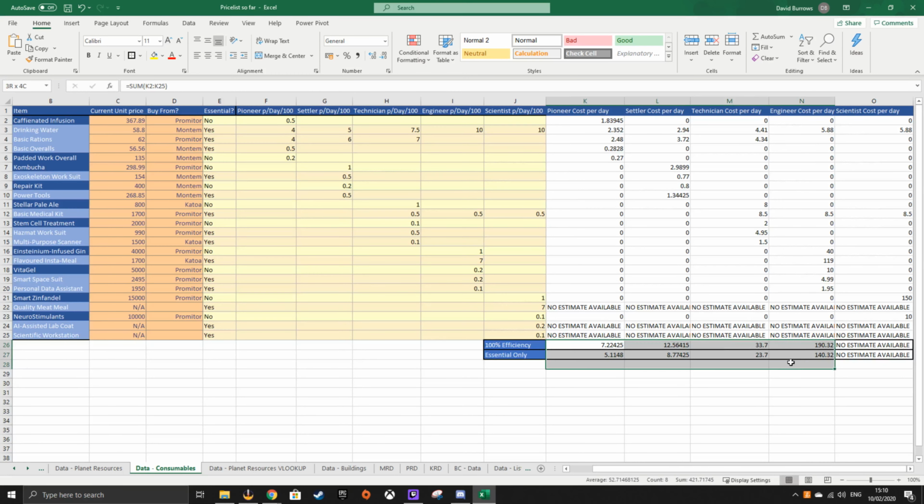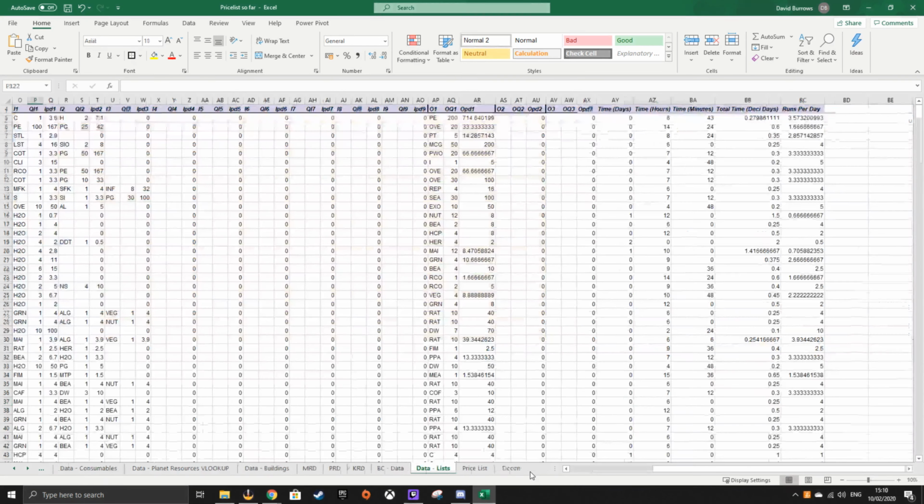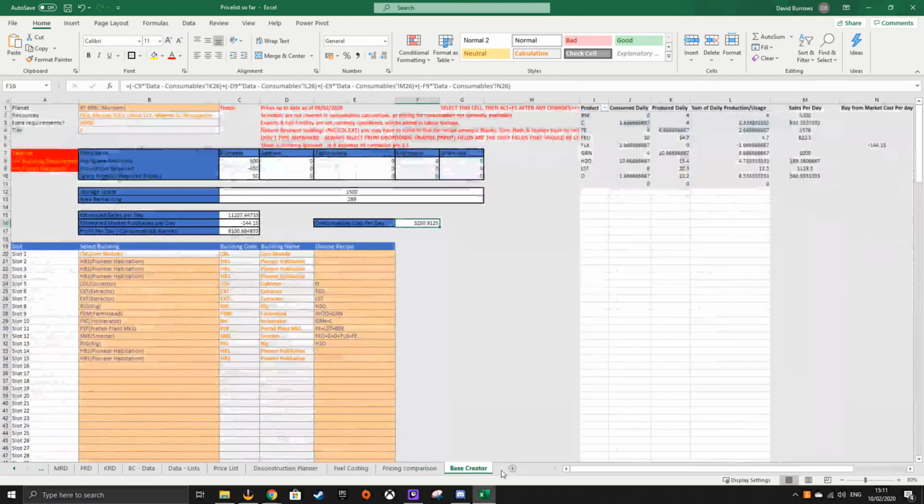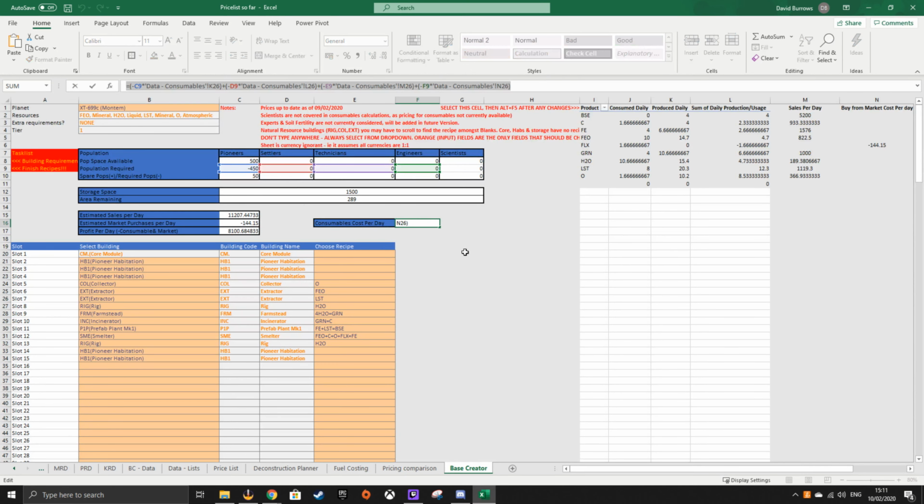At the moment it's feeding from the 100% efficiency, and at some point I'm going to put in a little tick box that switches between 100% efficiency and essential only, so that you can decide whether or not you want to use caffeinated infusion or padded work overalls, for example, for pioneers. I'm not sure exactly how I'm going to implement that yet. I have got all of the calculations in place so that I can do the essential only prices, but I have tried to implement that, and that has caused me some real problems with VLOOKUP. But that there is just pulling all of that data through.